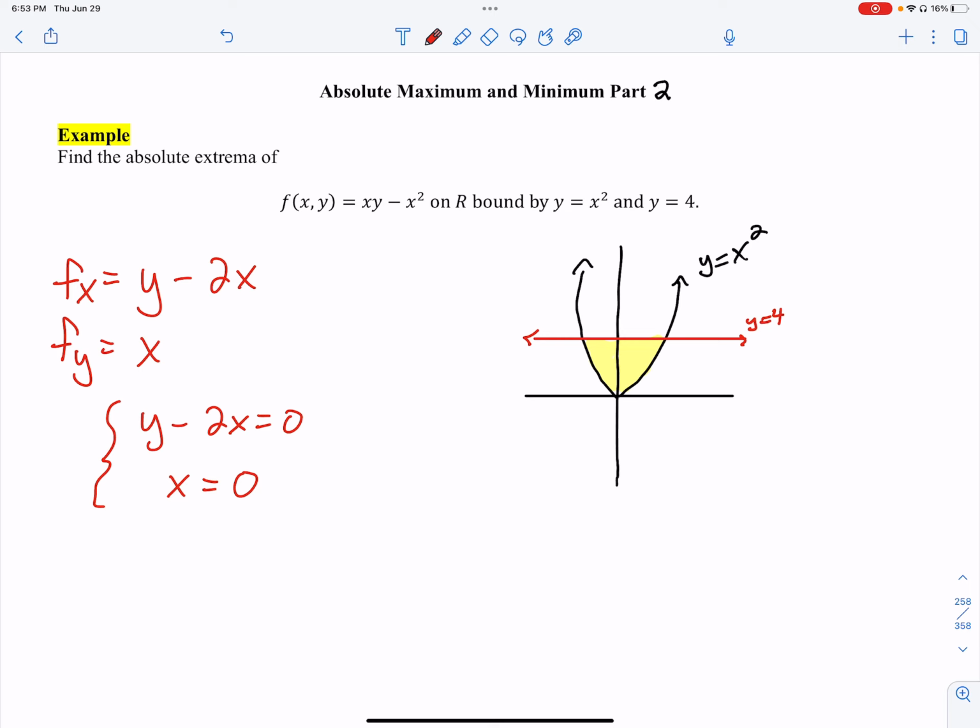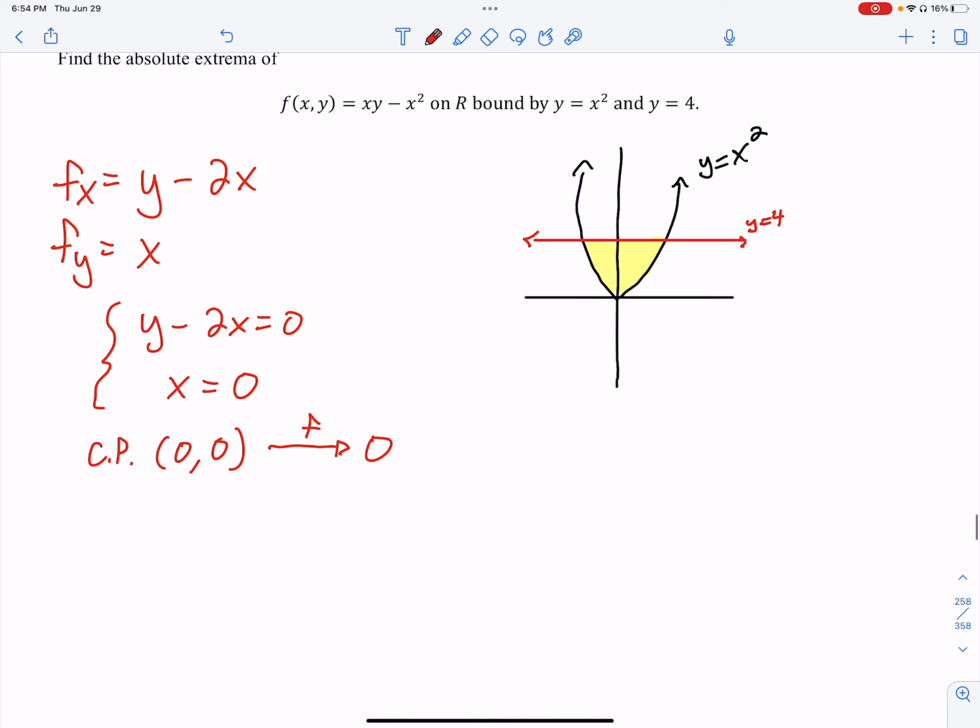That actually answers our critical point question. x equals 0 has to satisfy both. So if x is 0, y is 0. So our first critical point is going to be (0, 0). And then we'll do the function value here. If I plug in (0, 0), I get 0. Okay. So we have some boundaries here, but we only have two. We have this first boundary, and then we have y equals x squared, which is underneath. Let's deal with the first boundary.